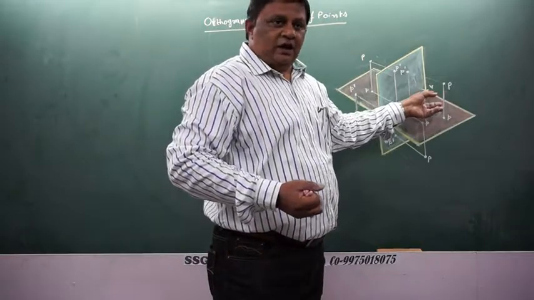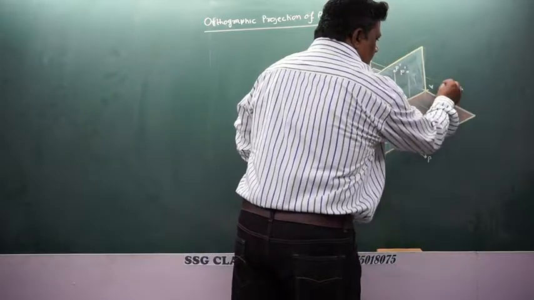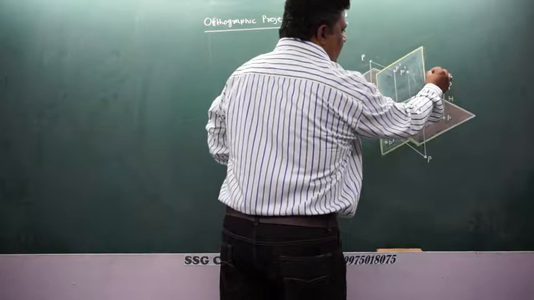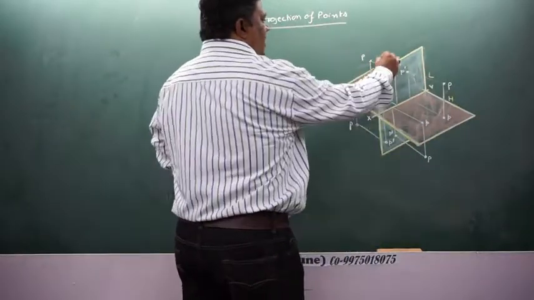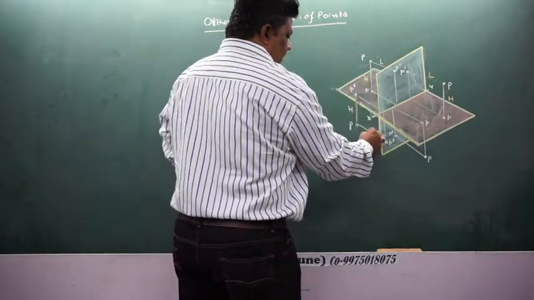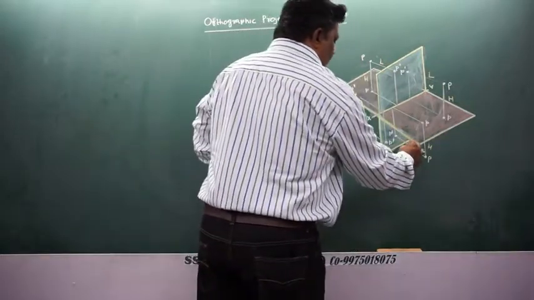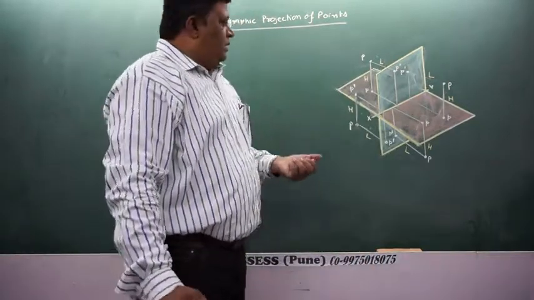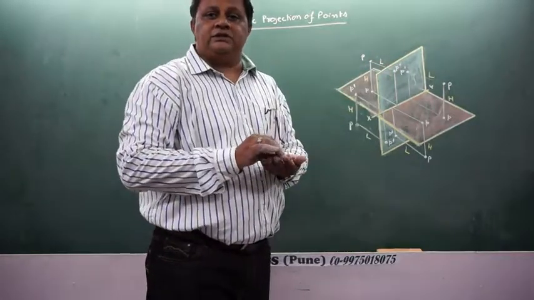This point is not existing. So let's see, say this distance out here is H from HP and L from VP. H from HP, L from VP. Clear? Now, if I want to place these points, how will I place these points?